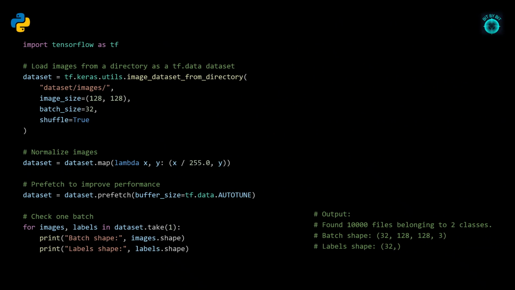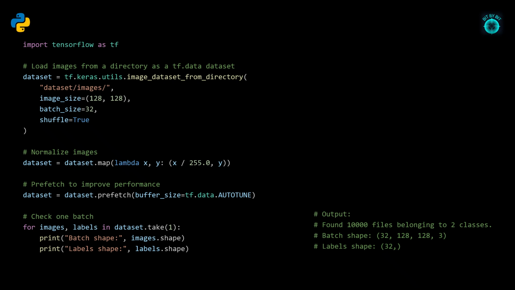This code shows how to use the TensorFlow data API for larger image datasets. We start with tensorflow.keras.utils.image_dataset_from_directory. It automatically scans the folder, loads images, resizes them, and creates a dataset of image and label pairs. Next, we normalize all images by dividing pixel values by 255 using the map function.